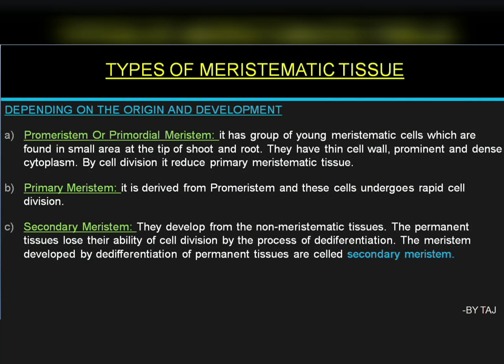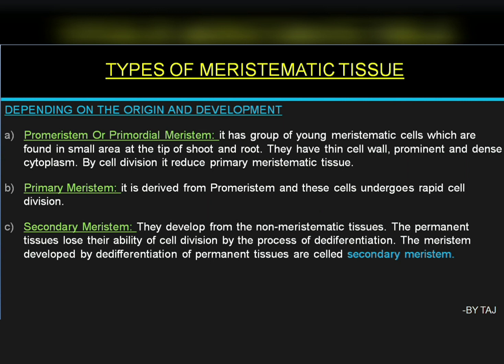Coming to another type, depending on the origin and development, the meristems are classified into three main types: promeristem or primordial meristem, primary meristem and secondary meristem. Promeristem, or primordial meristem, is a group of young meristematic cells found in small areas at the tip of a shoot and root. They have a thin cell wall and prominent dense cytoplasm. The cell division is reduced, and primary meristematic tissue arises from this primordial meristem.